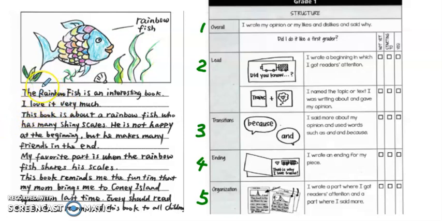It's a book review about The Rainbow Fish. The Rainbow Fish is an interesting book. I love it so much. I love it very much. This book is about a rainbow fish who has many shiny scales. He's not happy at the beginning, but he makes many friends in the end. My favorite part is when the rainbow fish shares his scales. This book reminds me of the fun time that my mom brought me to Coney Island Aquarium last time. Everyone should read this book. I recommend this book to all children.